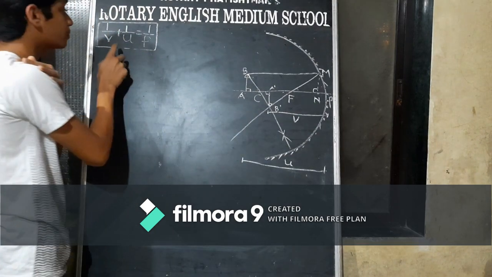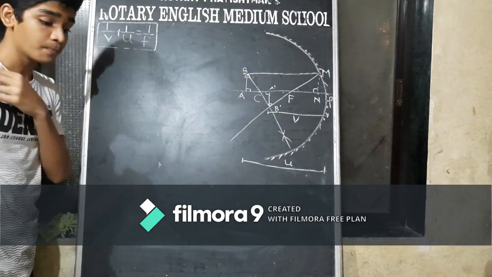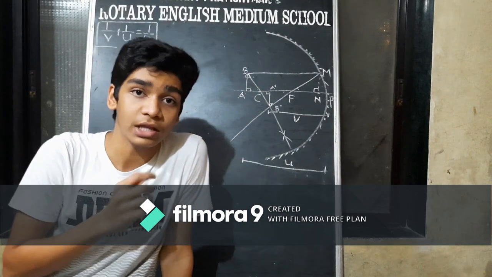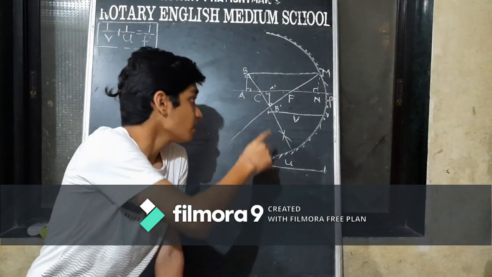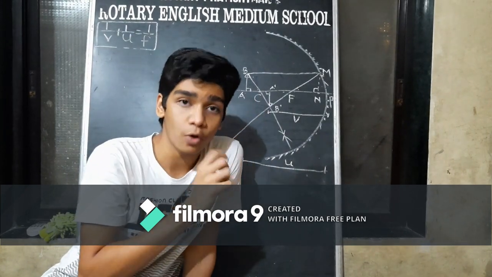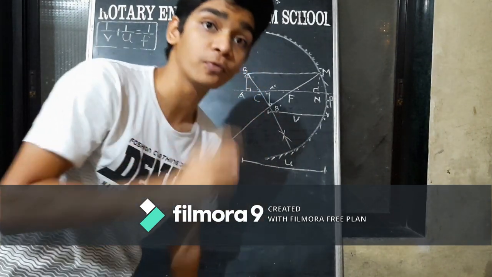Now we have to prove the mirror formula. The mirror formula is the formula that tells you the relation between the object distance, image distance and the focal length. So let's get started and prove this.